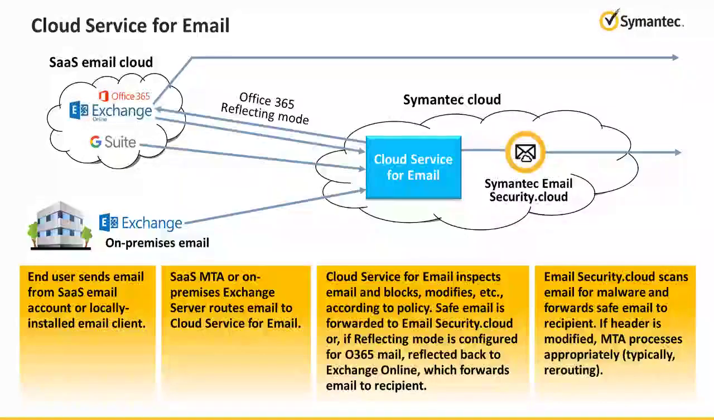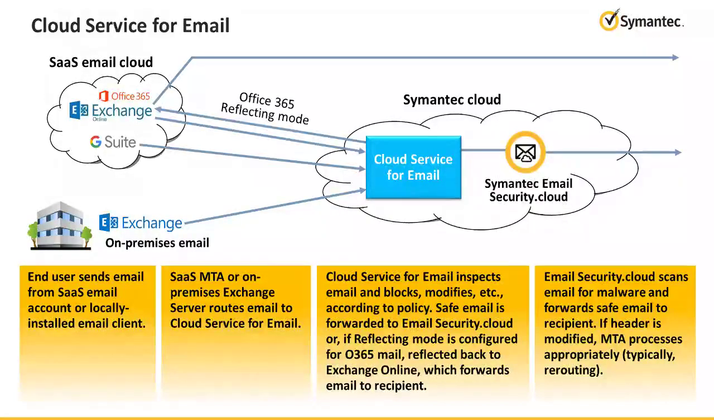Cloud Service for Email inspects Software as a Service, or SaaS, email coming from Microsoft Office 365 Exchange Online and Google G Suite Gmail. It can also inspect email from on-premise Microsoft Exchange servers at customer sites for organizations that have not yet migrated or are not currently planning to migrate to cloud email services.